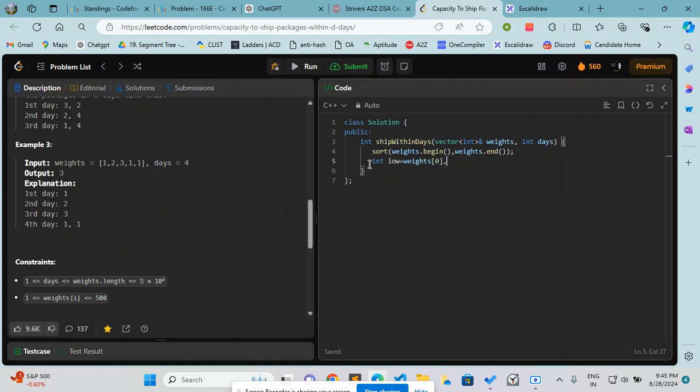Because if the number of days will be n, then our capacity will be the max element in the array. So let's look into it, and low is equal to the max of the weights.